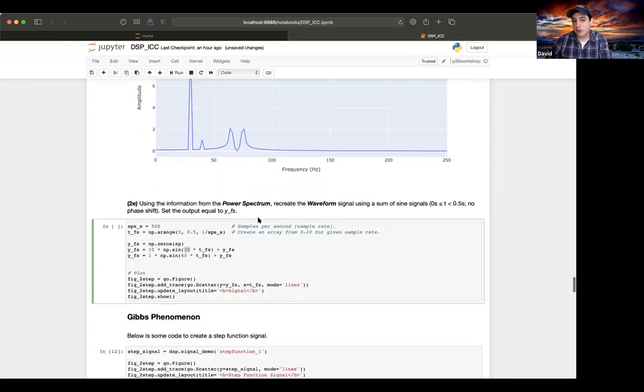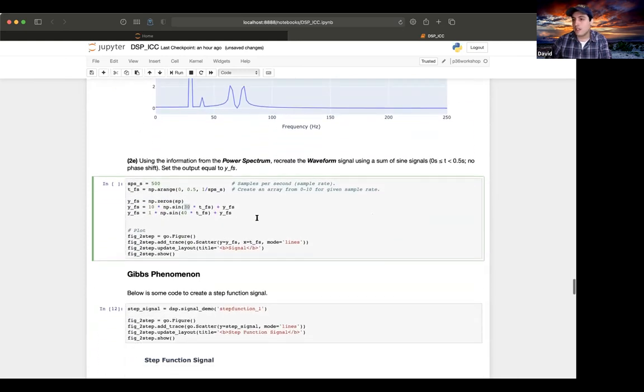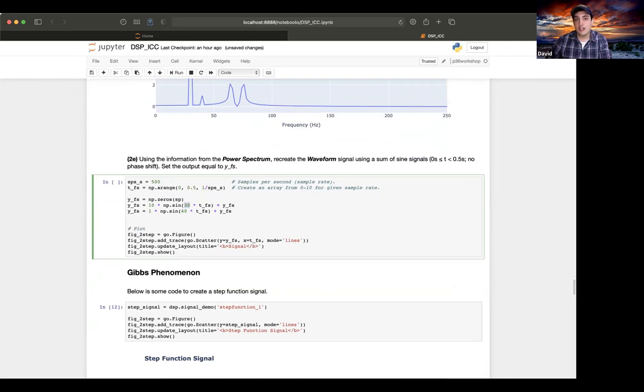So maybe we could give people a little bit of time to see if they can reconstruct it. Let me know. You want another minute? See how people are doing. So it looks like somebody was able to do it. Cool. So hopefully people are able to construct that.